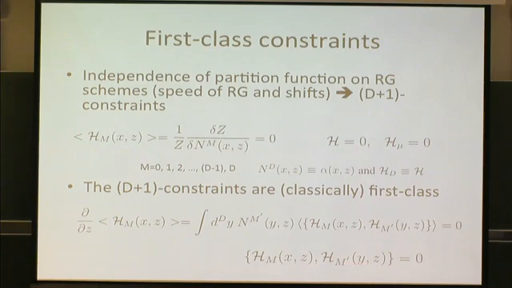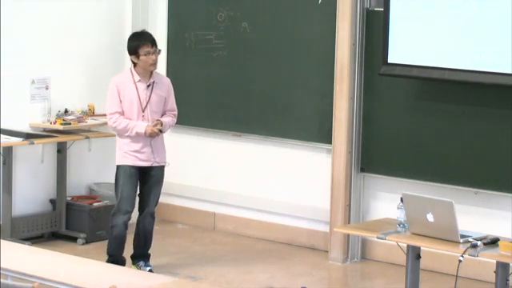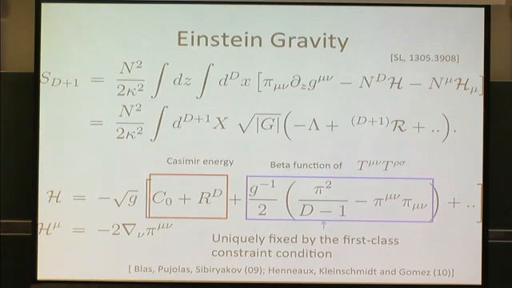And then if you impose this constraint, then this alpha is actually uniquely fixed, as was shown by these people in the context of holographic gravity. In d-dimensional space-time, this has to be 1 over d minus 1. And then if you now integrate out pi mu nu, you exactly reproduce the Einstein-Hilbert action in d plus 1 dimensional space and time, up to two-derivative terms.